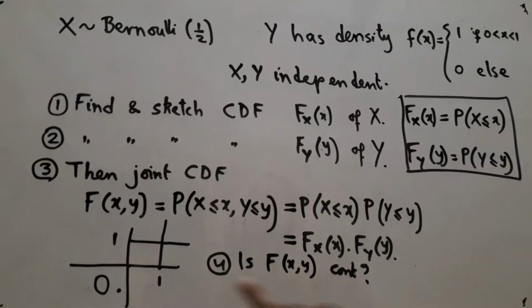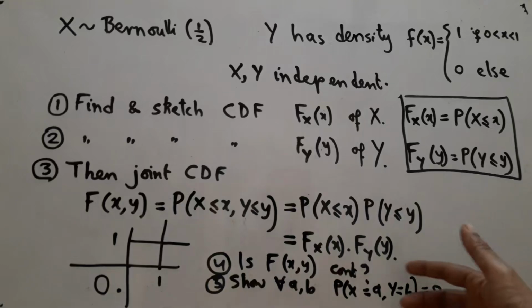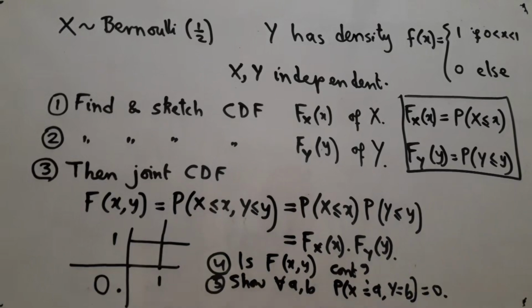Then check if the F_XY that you get is continuous. And finally show, this you can do just directly looking at this, that whatever (a, b) you take, probability X equal to a and Y equal to b must be equal to 0. So it's a long sequence of problems, but it eventually gives you a counterexample that even if this holds, this is actually not continuous. You will find that it is not continuous.